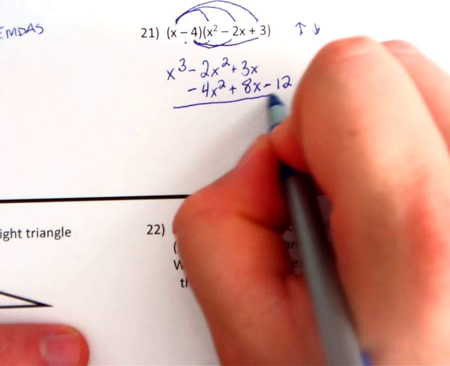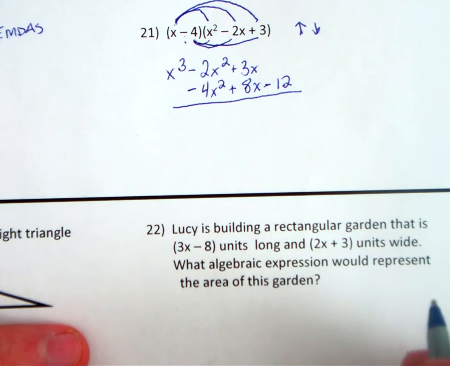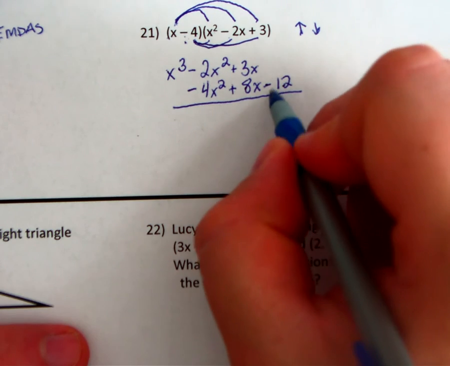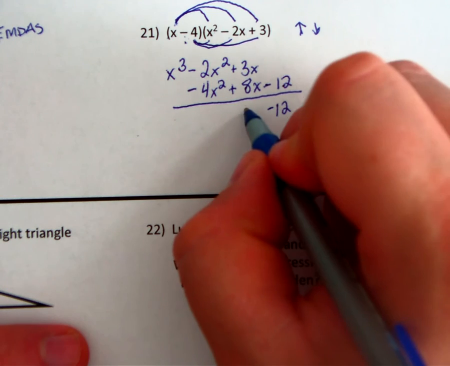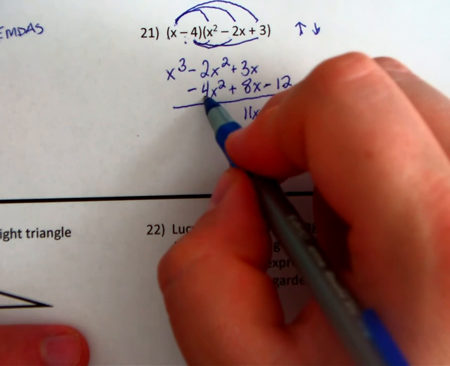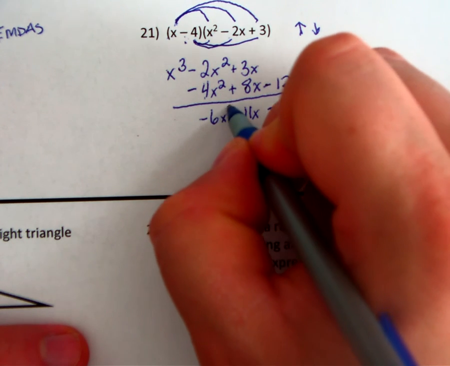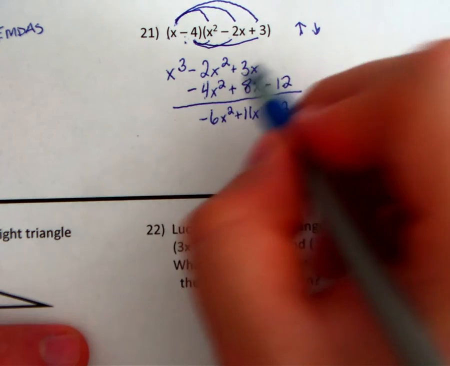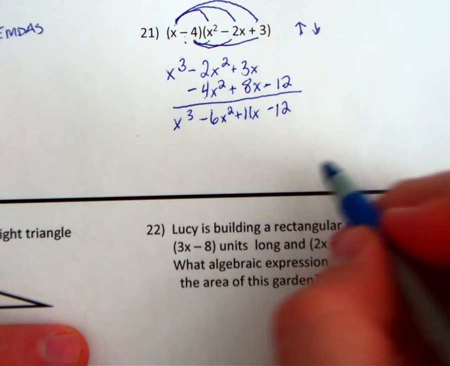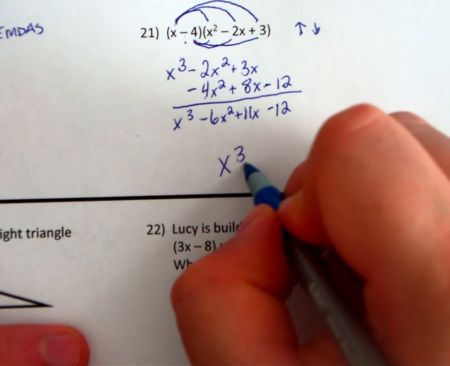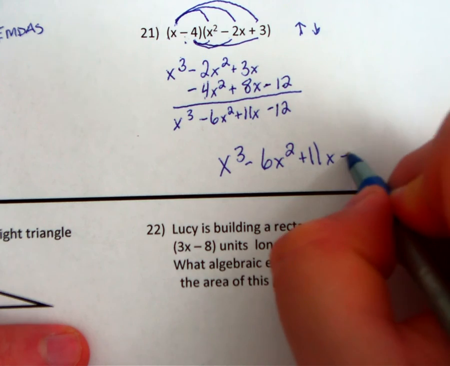Now at this point we have stacked all of our like terms, so we can add just like a traditional addition problem. Negative 12. 8x plus 3x is 11x. Negative 4x squared plus negative 2x squared is negative 6x squared. X cubed doesn't have anything getting added to it, so it simply remains what it is, and our final solution is x cubed minus 6x squared plus 11x minus 12.